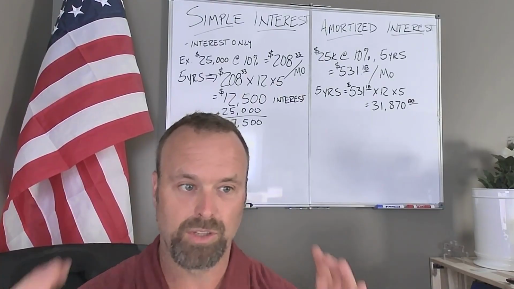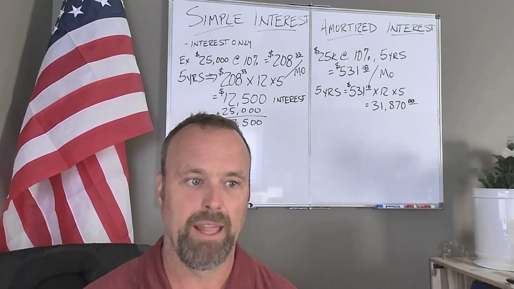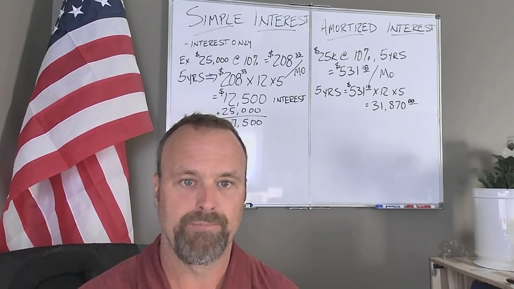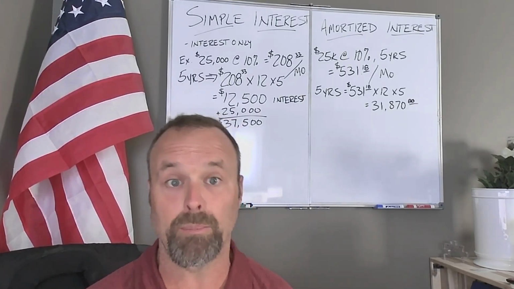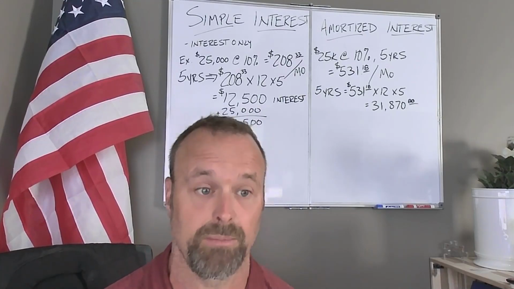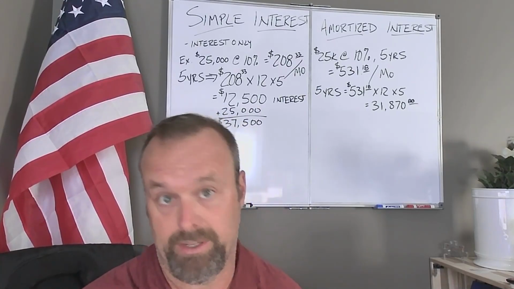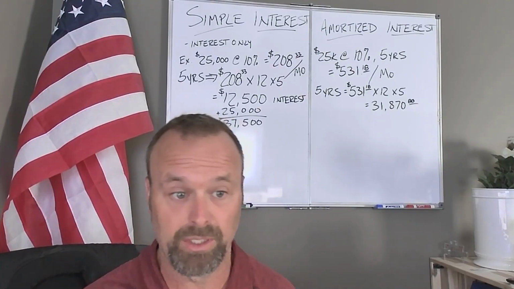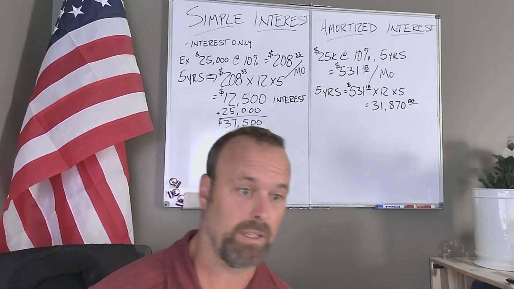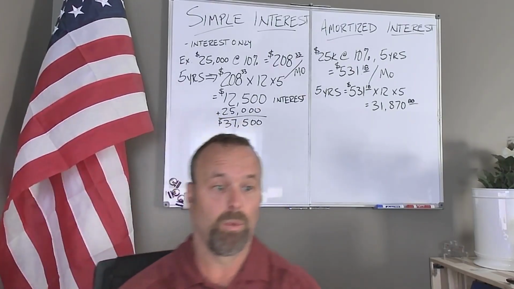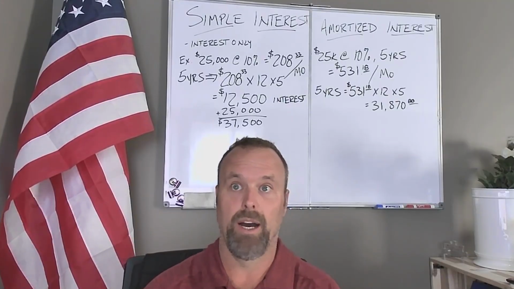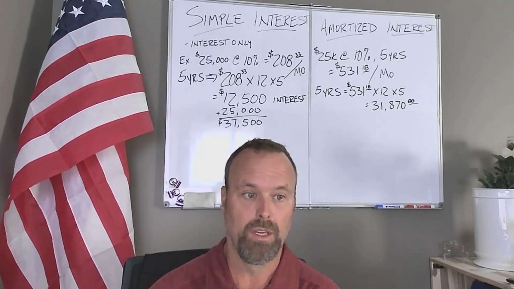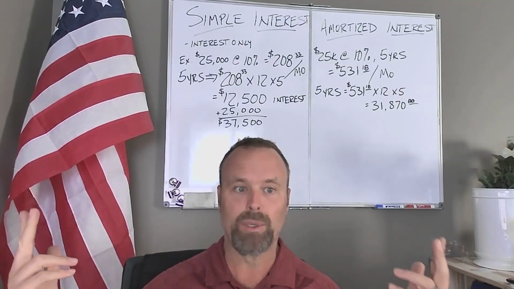So there's always two different ways to look at it, and one way is not always better than the other. Some people say, oh, 10% return, that's awesome. Yeah, 10% is awesome. Is it simple? Is it amortized? Which way do you want to go? Which way? What are you looking for? If you're taking out a loan, and these aren't always the same.